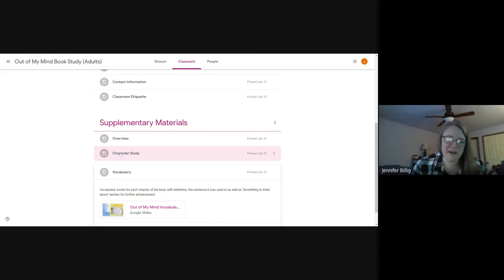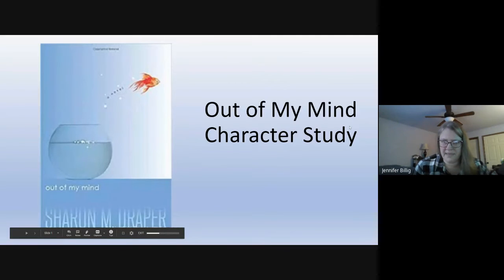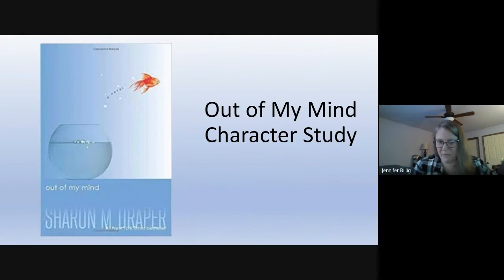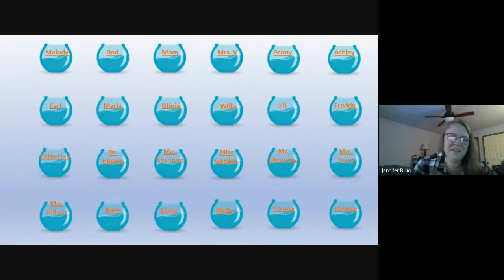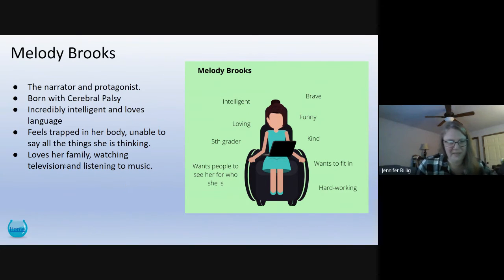And then the other part in the supplementary materials is the character study. So this is a slideshow that will present all of the characters. Now, if you haven't read the book or seen it yet, the purpose of all the fish bowls is the cover of the book. Actually, I think it's right here, is a fish jumping out of a bowl. So I went with that theme. So every fish bowl has a person. So we can click on Melody and we can learn about Melody. And this is the slide, and this is the character that I put in the book in my mind. But in your mind, Melody might look completely different.